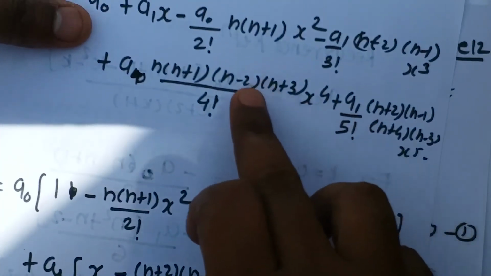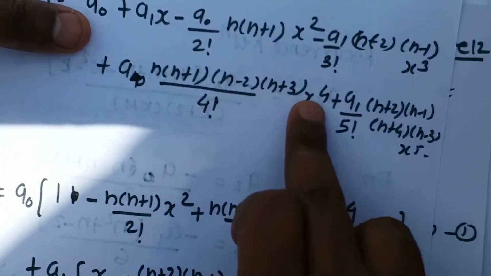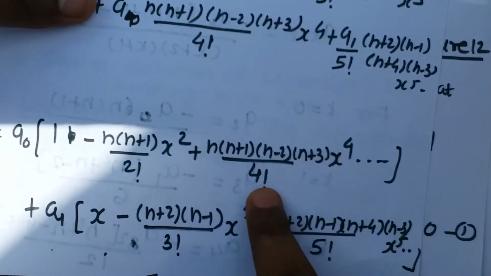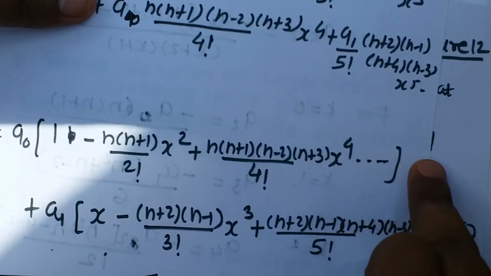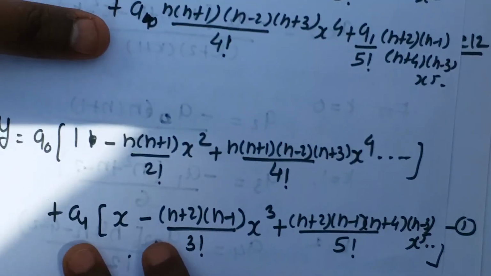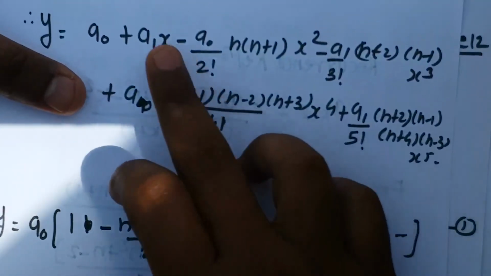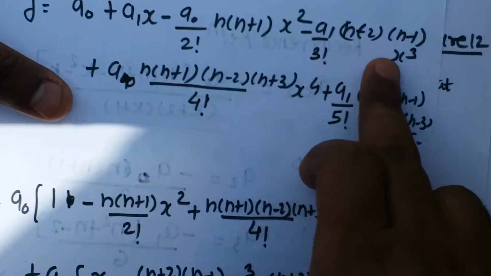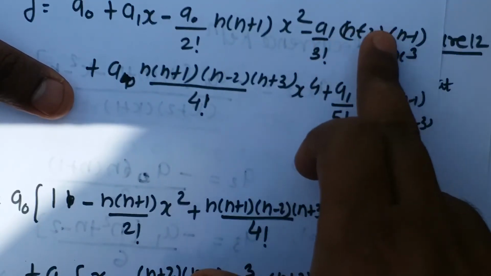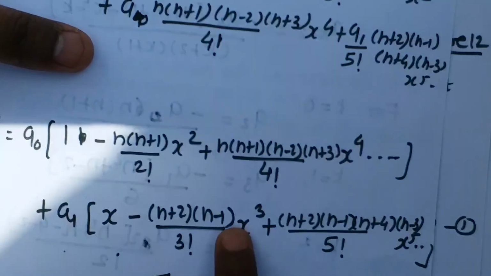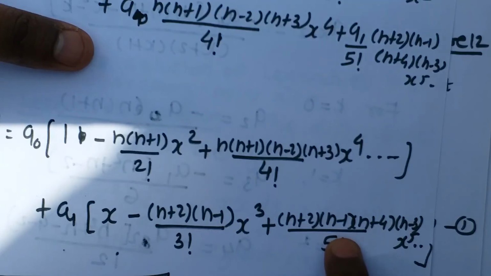Then we are having a0 and the coefficient of x raised to 4. So that is a plus term, n into n plus 1, n minus 2, n minus 3 divided by 4 factorial into x raised to 4, dot dot dot. Next term we don't know, okay? You can simply write dot dot dot. Plus a1 into, now I am going to take a1 common, so first term will be x, minus the next term, which will be the coefficient of x cube, that is minus a1 by 6, n plus 2 into n minus 1 divided by 3 factorial into x cube, plus this term, okay?